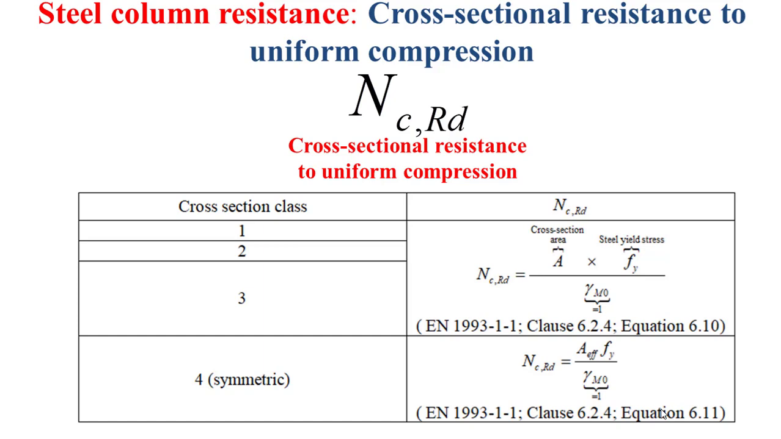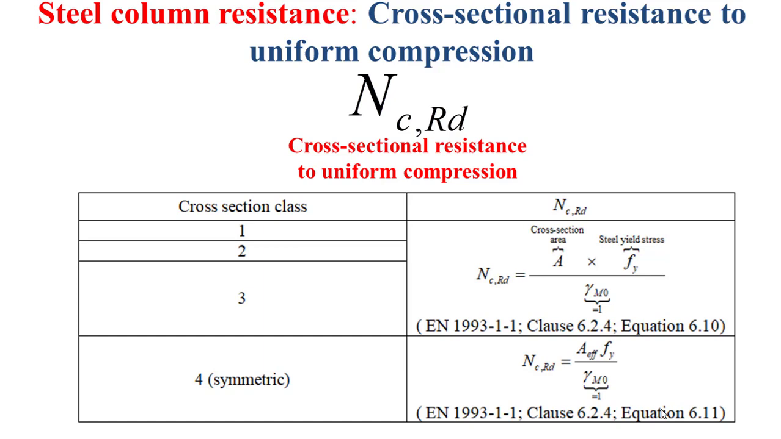determined as the product between the cross-section area, A, multiplied by the steel yield stress fy, and this steel yield stress is determined based on the steel grade and the thickness, as I explained in the previous video, divided by gamma M0, which is equal to 1.